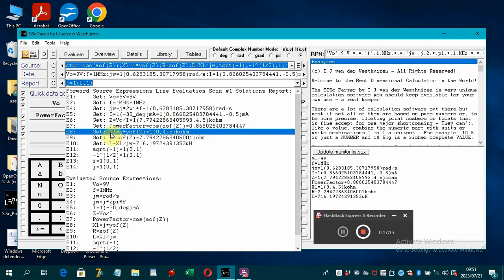XL, the reactance of the coil, or the inductor, basically. The L value is inductor. We have an inductor in series with a resistance.